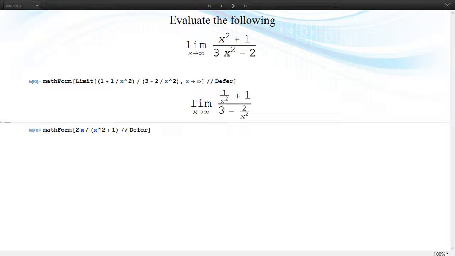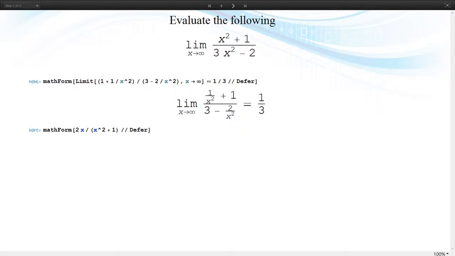Since we divided on the top and the bottom by the same number, that is x squared, it doesn't change the value of the limit. And now, if we let x go to infinity, we see that the 1 over x squared term in the numerator will die, and the 2 over x squared term in the denominator will also die. So this thing here will equal 1 divided by 3. Not too bad.